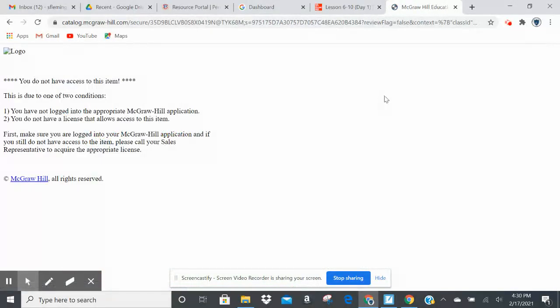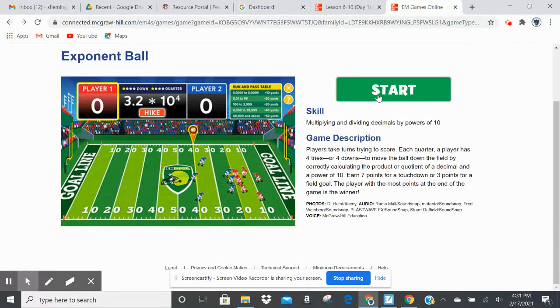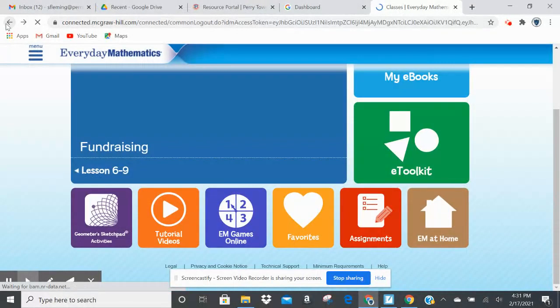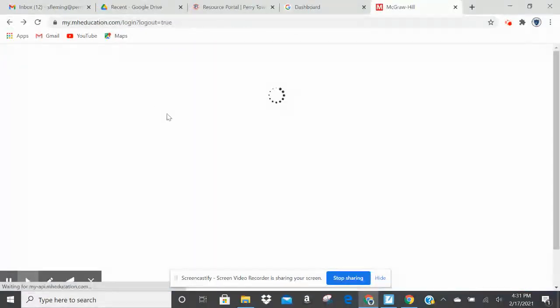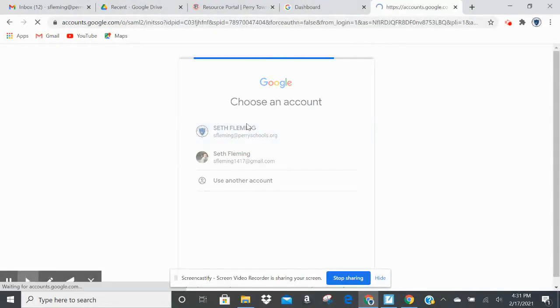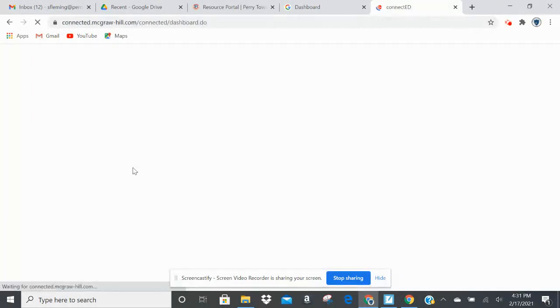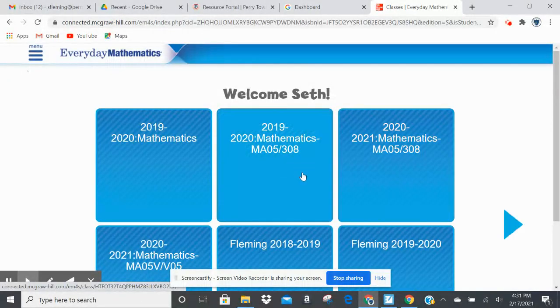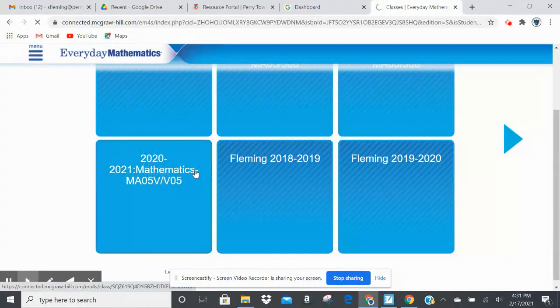Watch me play Exponent Ball. Maybe I can't play that. Let me look. Let's try that again. Well, that was a little shaky. Let's try a different class. Maybe I don't have access to that one. Oh my goodness, this is not working the way that I want it to. Just be patient. Let's go. Come on, come on, come on. All right, let's take a look here. I'm going to go to this one. Sure, let's do this one.